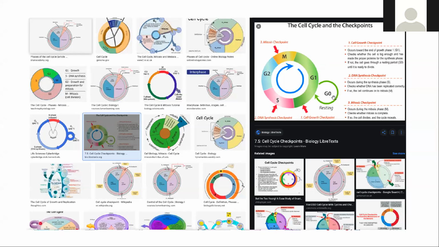And sometimes the structure will also include this little loop here, usually somewhere in G1, into this other phase called G0, where the cell just rests, apparently.